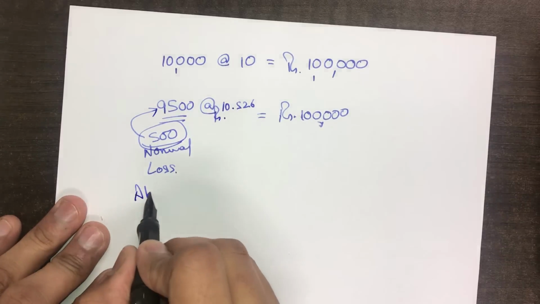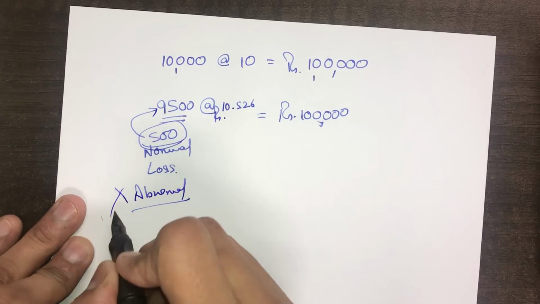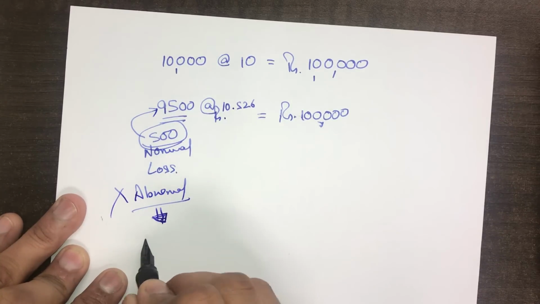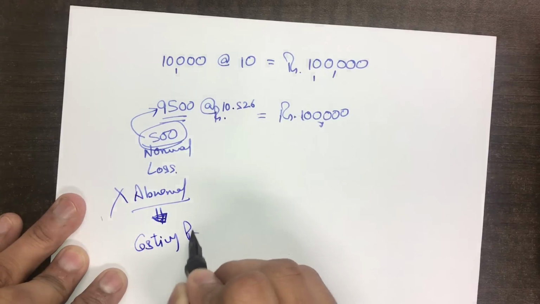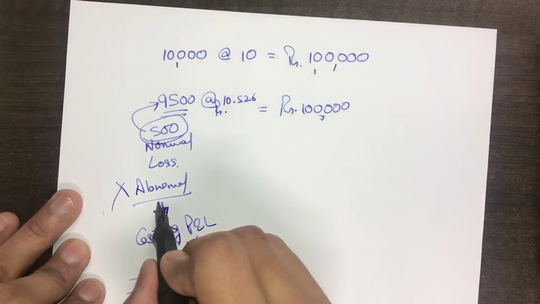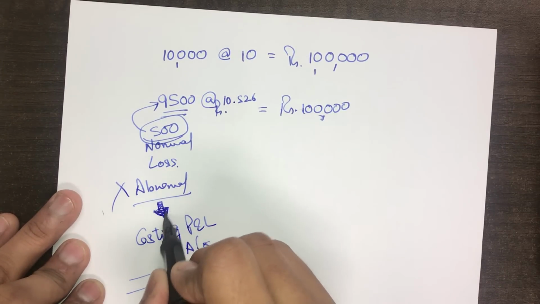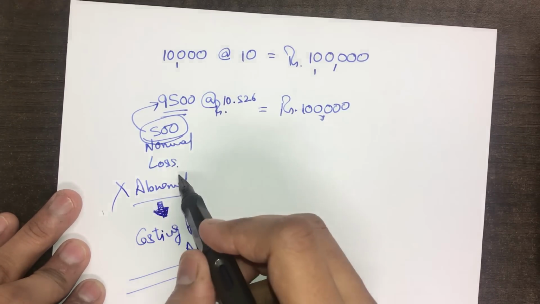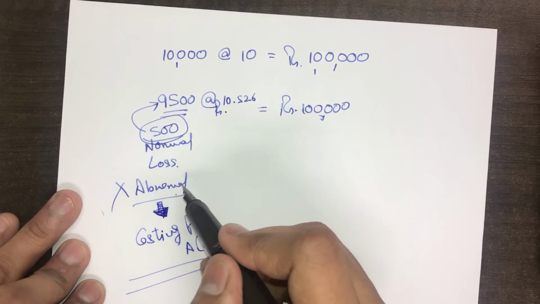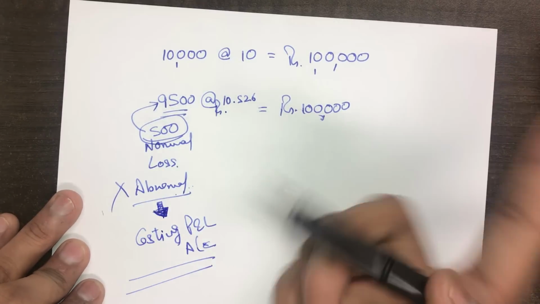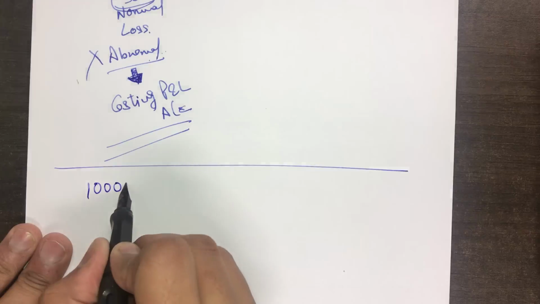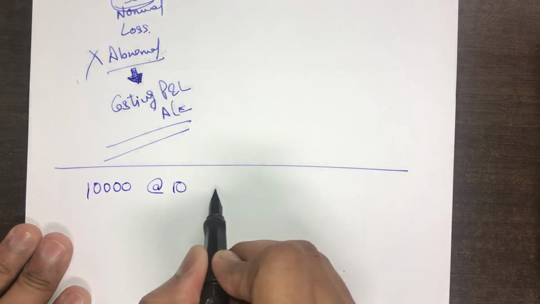In case it was an abnormal loss, then you shouldn't have absorbed it in the balance units and you should have taken it to the costing P&L account. So this is the fundamental difference between the abnormal cost and the normal cost. If there is a normal loss, then you have to absorb its price in the balance units. If it is an abnormal loss, then you have to take it to the costing P&L account. So sir, let us take an example where we have abnormal as well as normal loss.